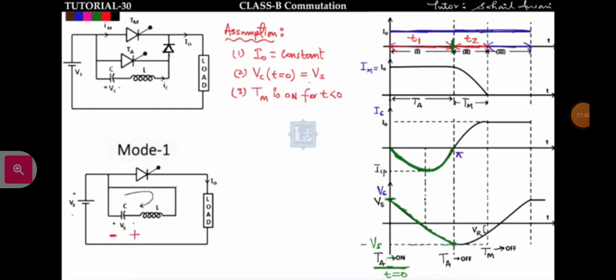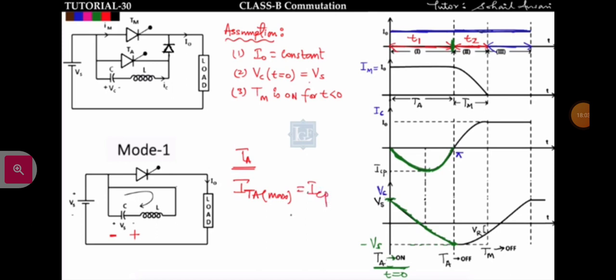Got it? Now if I ask you, what is the maximum current flowing in auxiliary thyristor TA? What is the maximum current flowing in auxiliary thyristor TA? So what will be the ITA max? The maximum current flowing through this auxiliary thyristor will be ICP only.